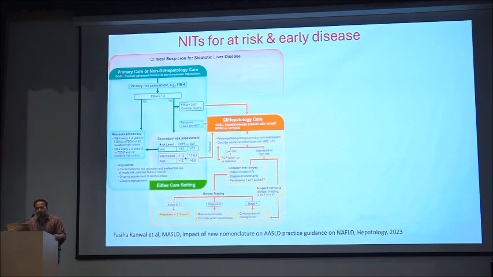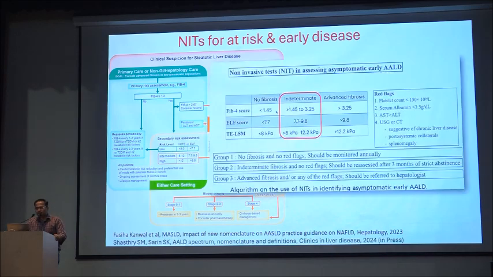For the intermediate scores, if the FIB4 is in between and these are low, then they can be kept on follow-up. If they are intermediate, then they should be referred for advanced care.